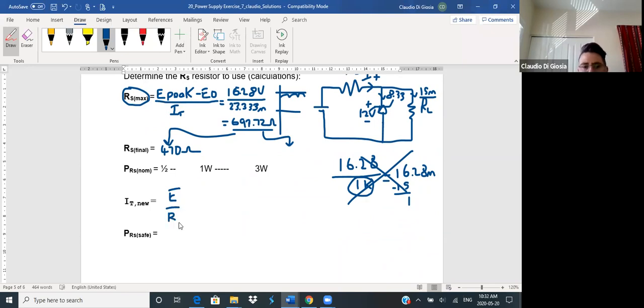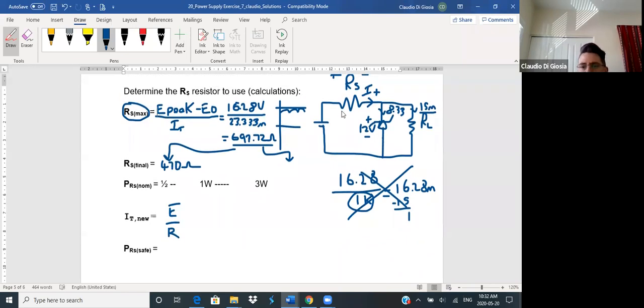Well, where is IT new? It is here. Why is it new? Because I'm not using a 697 ohm resistor. I'm using a 470. So that's going to change IT. Therefore, it'll be called IT new. So what is my voltage there? Well, my voltage there is the voltage that I wrote down here, E peak minus EO.